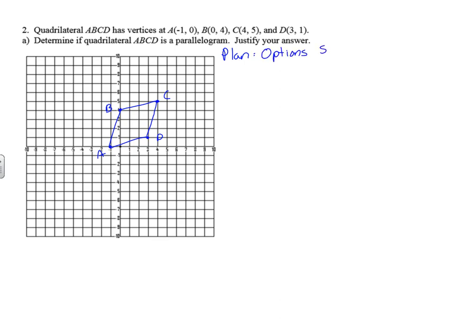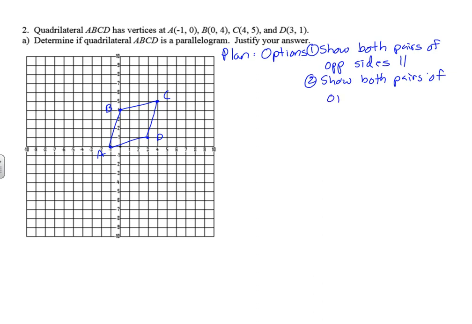Options. I could show both pairs of opposite sides parallel. Okay, that would be one option. Second option would be to show both pairs of opposite sides congruent. A third option would be to show one pair both parallel and congruent. Okay.